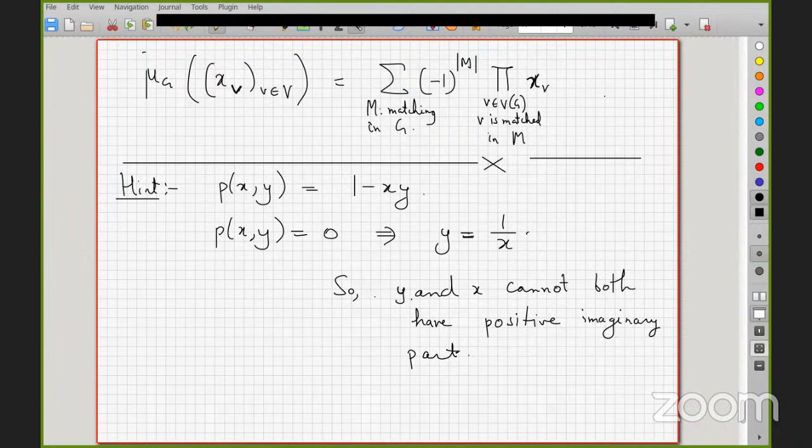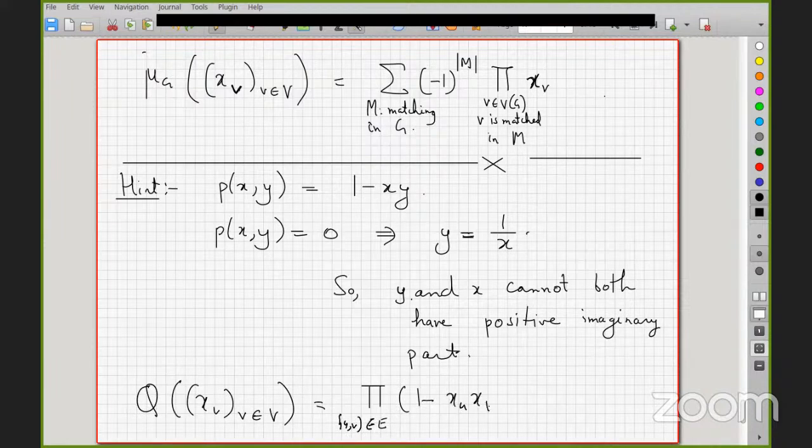So we have this real stable polynomial. Now with this hint, let's look at this polynomial in the same set of variables as the matching polynomial, where I take a product over all the edges in the graph of 1 minus x_u x_v. What is the multi-affine part of this? Well, first of all, is this real stable? It is a product of real stable polynomials, so yes, this is real stable.